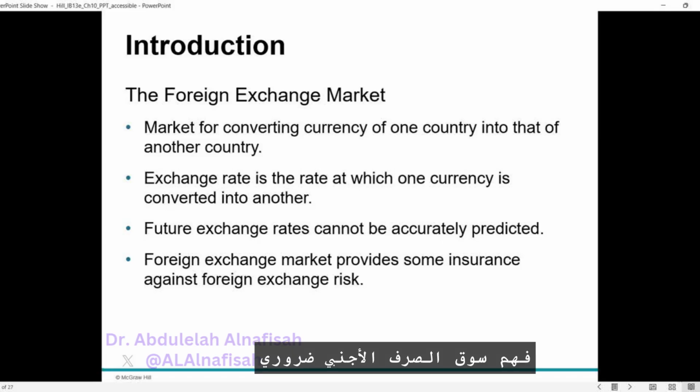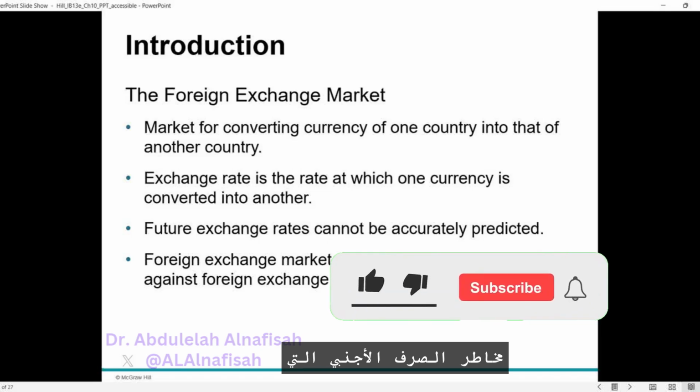Understanding the foreign exchange market is essential for managers, as currency fluctuations affect sales, profits, and strategy. The foreign exchange market facilitates currency conversion for international transactions, which is crucial for global trade and investment. Due to unpredictable exchange rate changes, international businesses face foreign exchange risk fluctuations that can alter profitability.